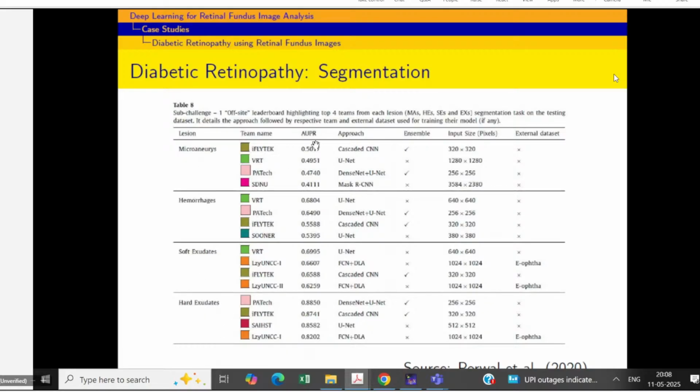And then they have computed the area under the precision curve. In the case of microaneurysm, the winner had an area under the curve of around 0.5. For hemorrhages, it is 0.68. For soft exudate, it is 0.69. For hard exudate, it is 0.88. Hard exudate, I have already shown you, is visible under conditions, so that's why the result by the best method was pretty good compared to others.